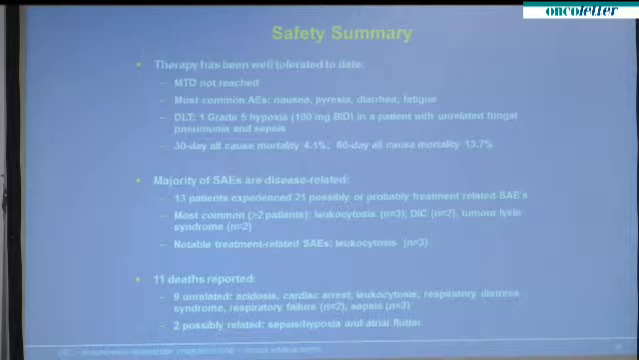There have been 11 deaths reported on study. 2 were possibly related, a sepsis and hypoxia, and 1 due to atrial flutter.